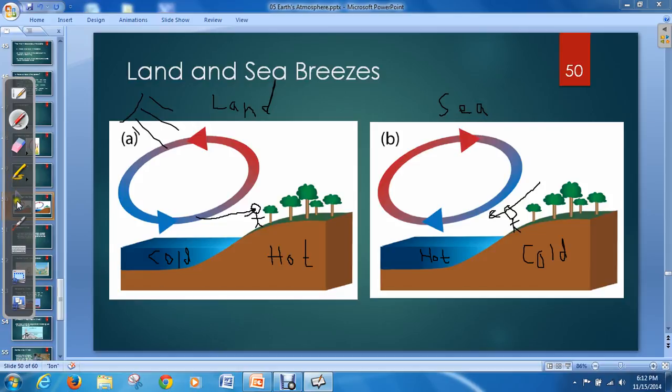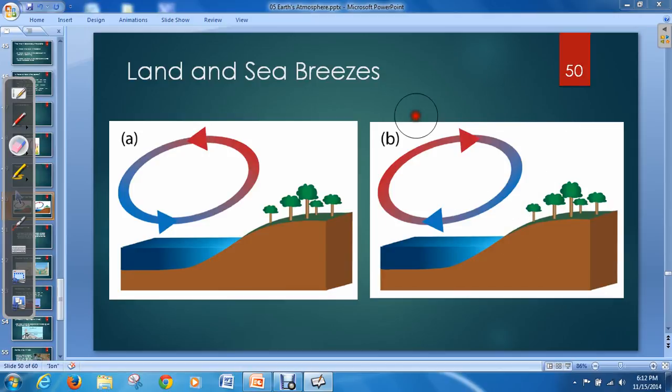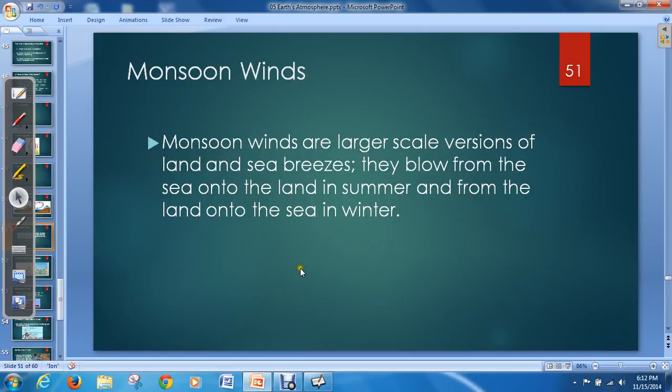All right, let's move on to the next one. So the next one is just a more intense version of this one. It's just called a monsoon wind. You've probably heard of a monsoon, but you've probably never thought of it as a wind before. But it's just a larger scale version of a land and sea breeze.